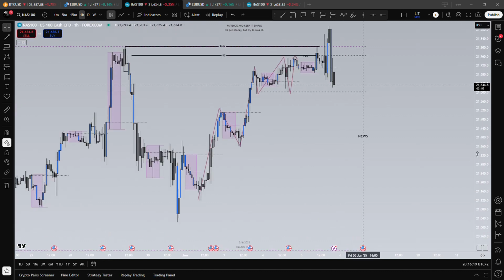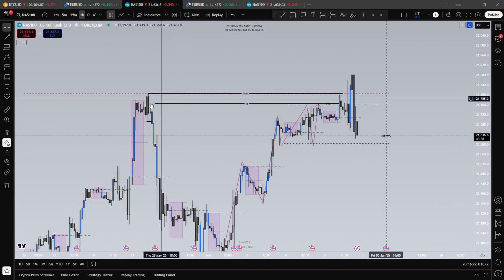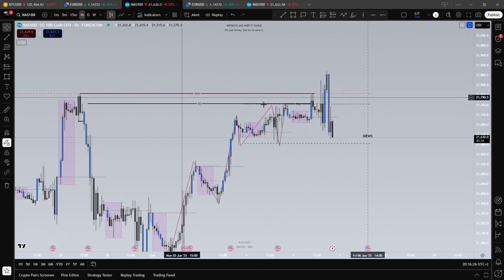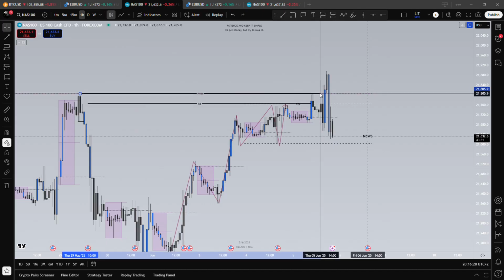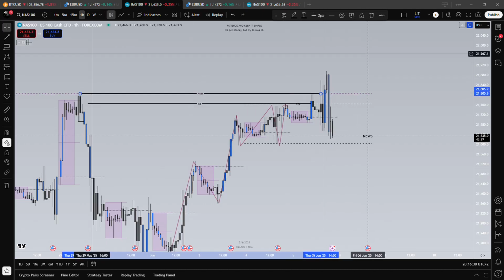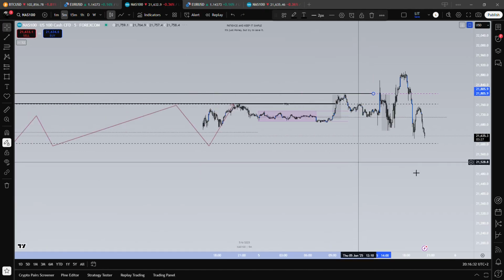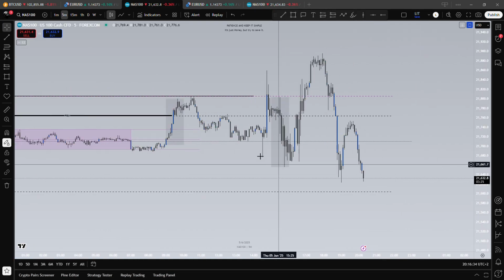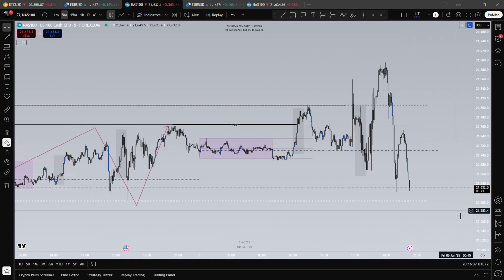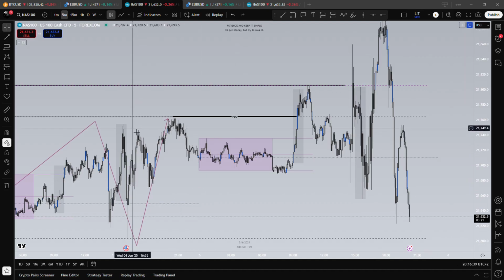Nasdaq, we took these highs to the left. This was a run liquidity on M5 and previous weekly high, and after this we had several moves to take this liquidity. Nothing to trade. I have to study it, but right now nothing to trade.